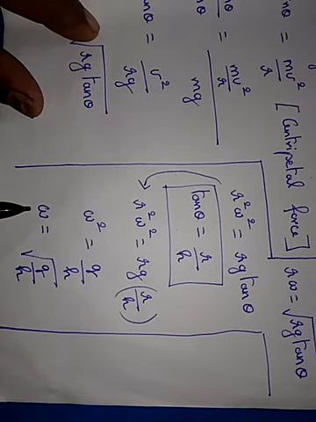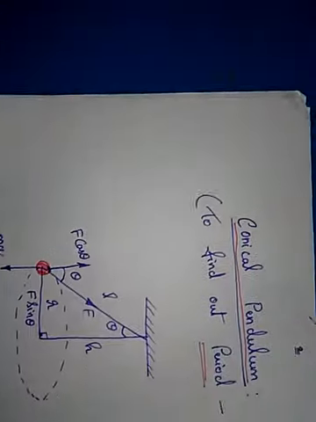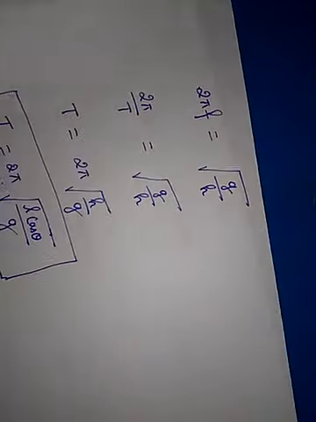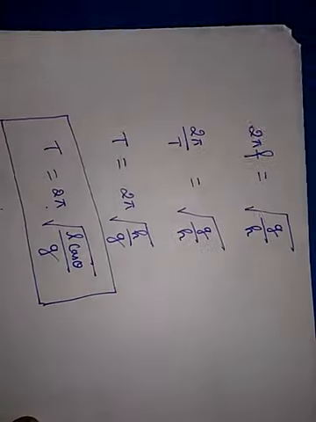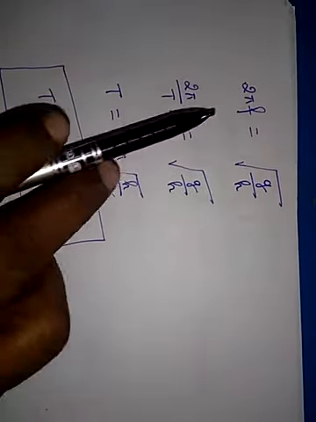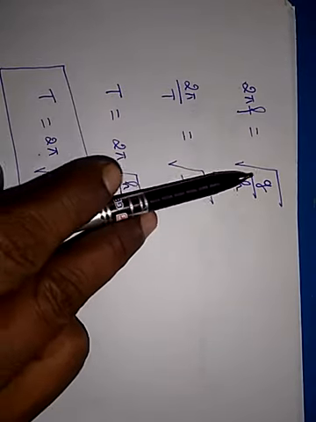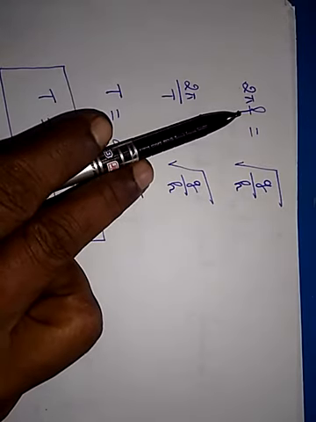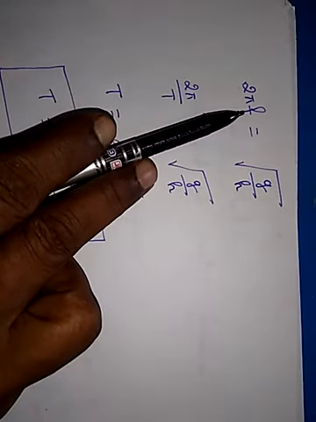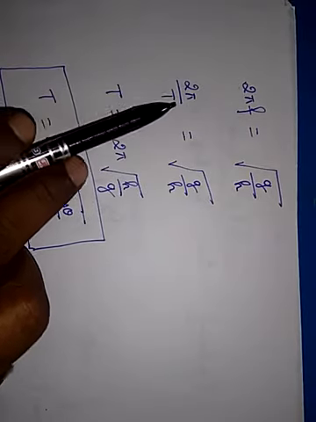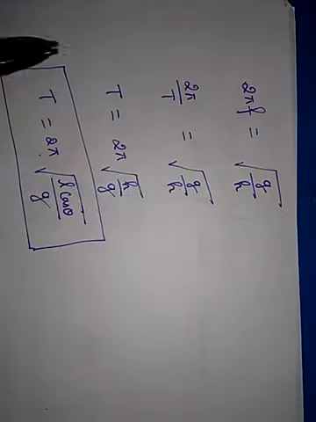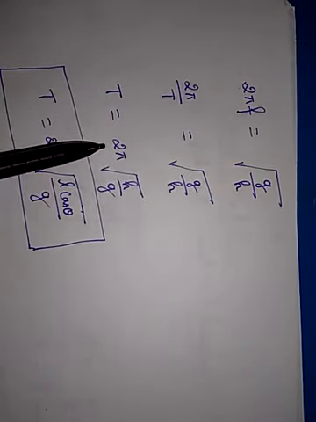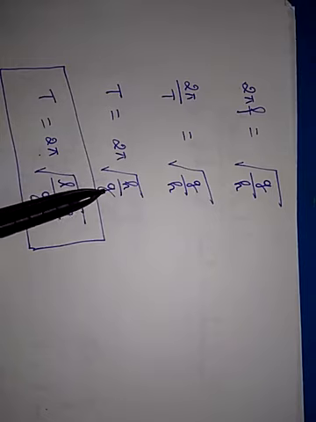We all know that omega is equal to 2 pi f, where f is the frequency of rotation. So 2 pi f is equal to root of g by h. Now we also know that f is equal to 1 by T. So in the place of f you can substitute 1 by T. So you will get 2 pi divided by T, which is equal to square root of g by h. Bring this T to this side and move this term to the other side. So T is equal to 2 pi root of h by g.